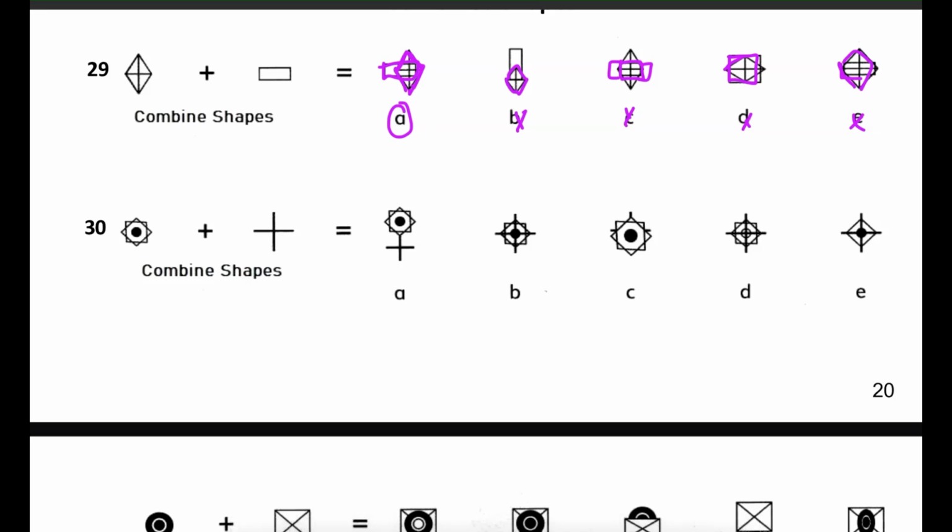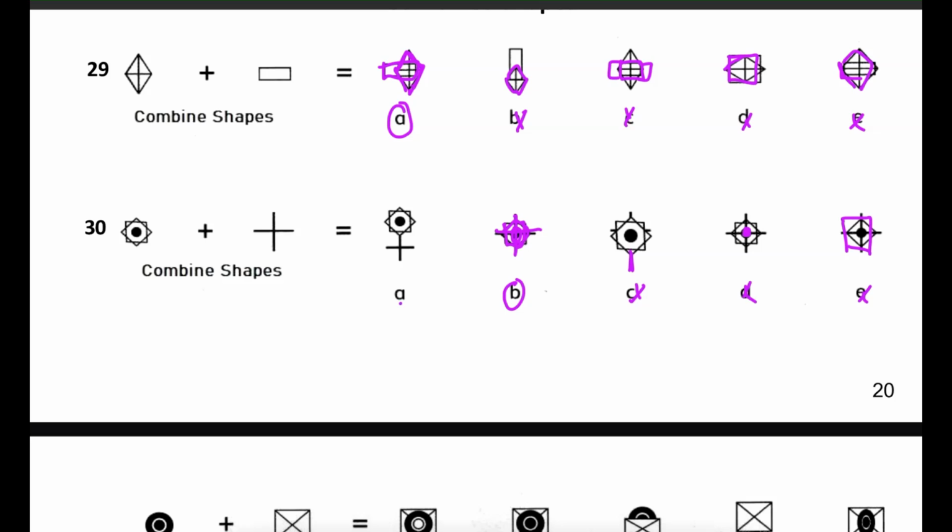Question 30. The answer here is B, because we've got the square with the circle inside and we've got this cross shape. Not C because we can't see this side of the cross. Not D because we've not got a black circle in the middle, and not E because there's supposed to be two squares that are overlapping each other.